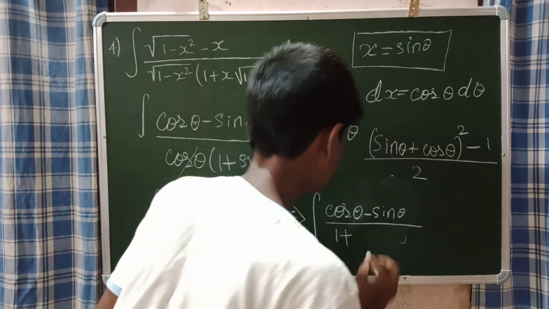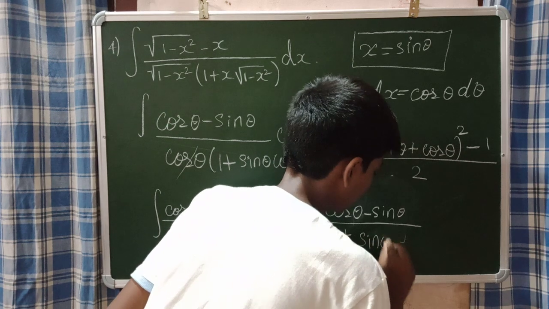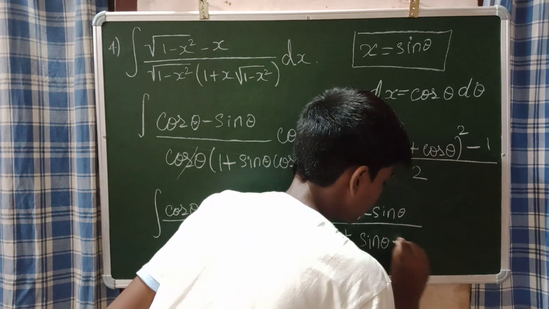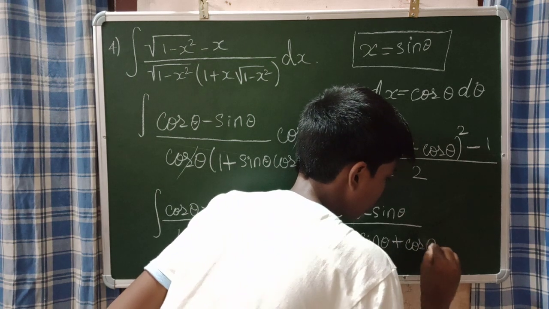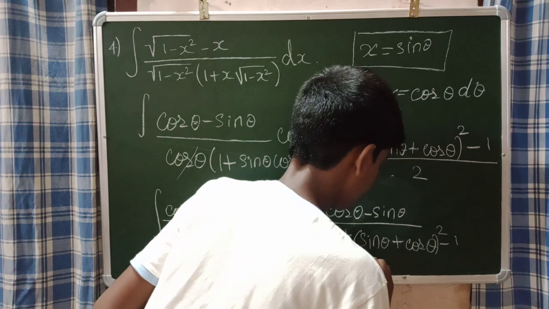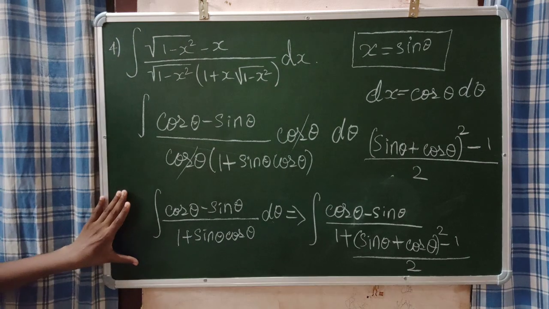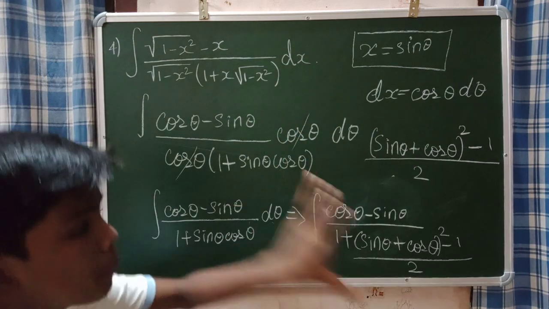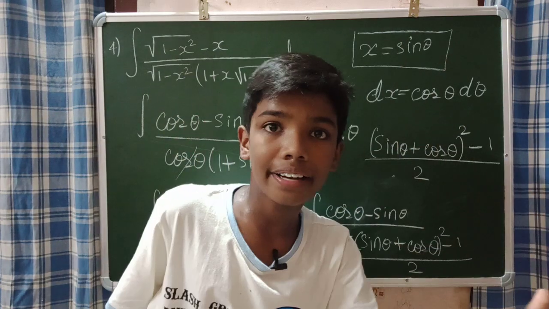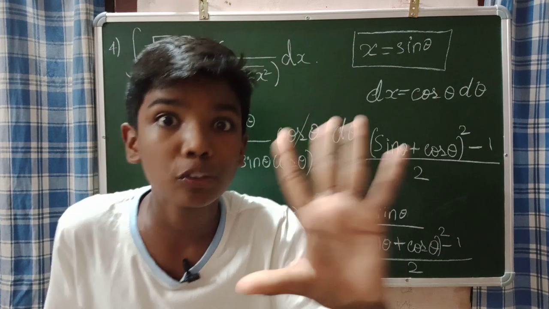That is, see guys, sin theta plus cos theta whole square minus 1 divided by 2. This is what I am doing. Just the integral is changing into this form, by this formula. Try to understand guys. Sin theta cos theta can also be written as (sin theta plus cos theta) whole square minus 1, divided by 2. That's something which we need to understand.